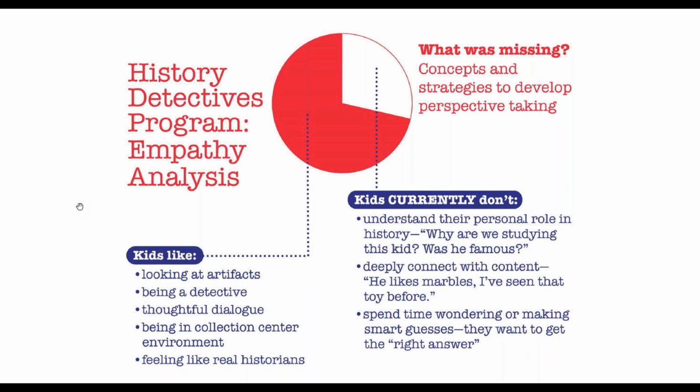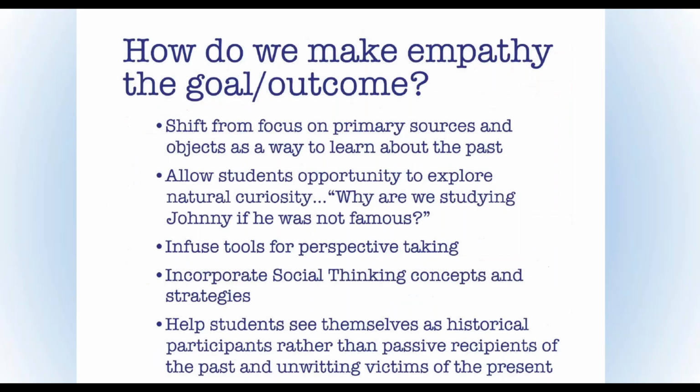And they were always wanting to get, again, it was very much their focus on that outside world, like they wanted to get the right answer, as opposed to just thinking about things or making smart guesses about things. So if you come to the next slide. Is that how do we make empathy the goal and outcome? So I really decided to focus more on those ideas. Like, okay, yeah, let's talk about why was Johnny famous? Let's infuse more of the tools for perspective taking and social thinking skills that I learned from them into this program. So if you look at the next slide.